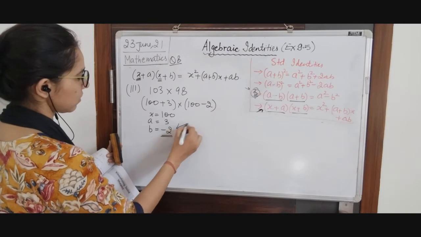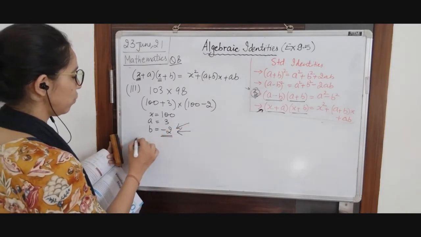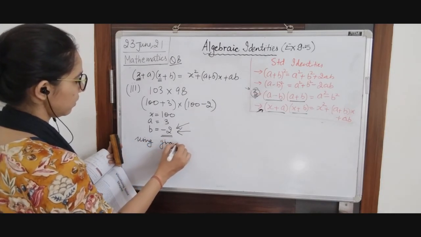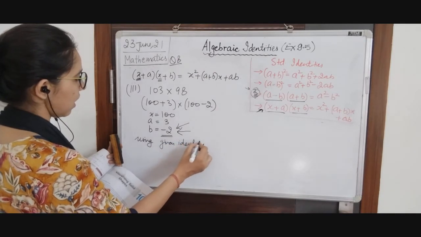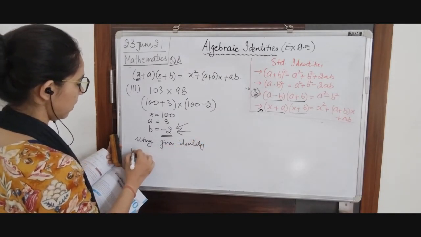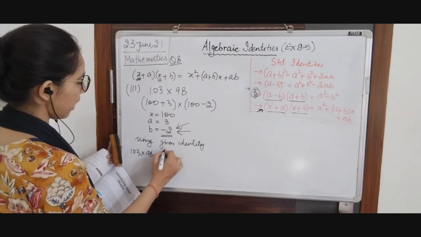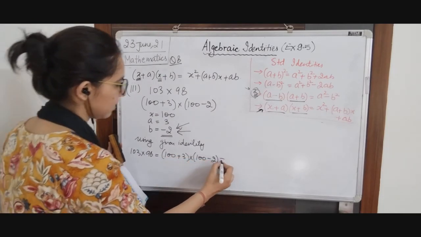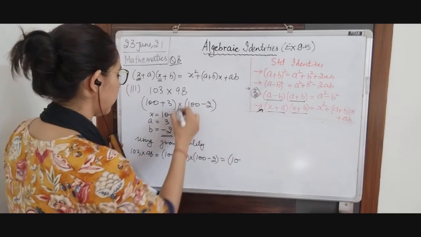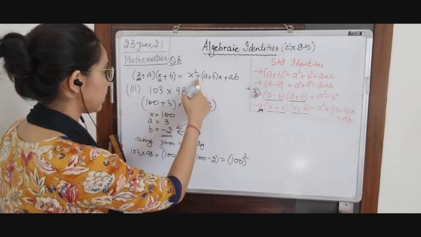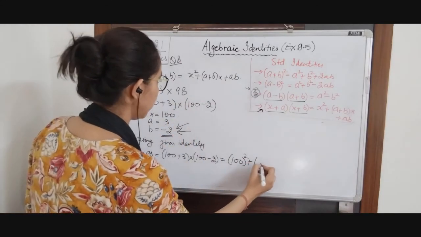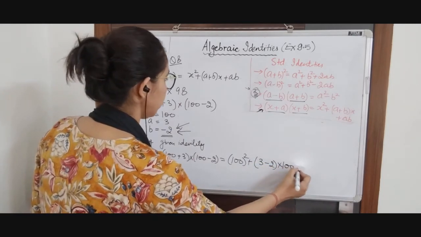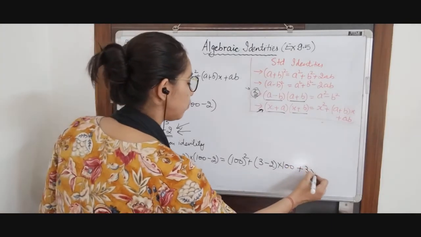Note this thing, okay? Note this thing. I have taken b as minus 2. So using our given identity, I can write 103 into 98, which I rearranged like this, as x square, 100 square, plus a plus b x, that is 3 minus 2, x is 100 here again, plus a into b, 3 into minus 2.